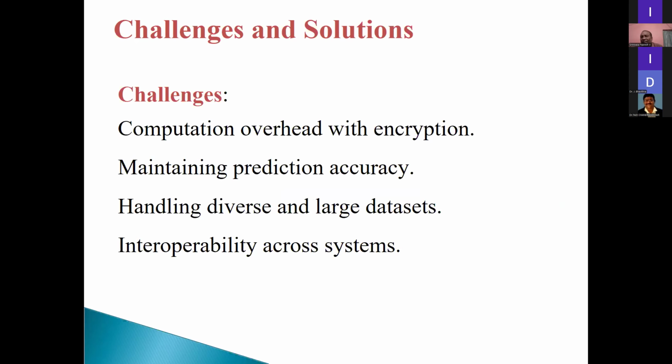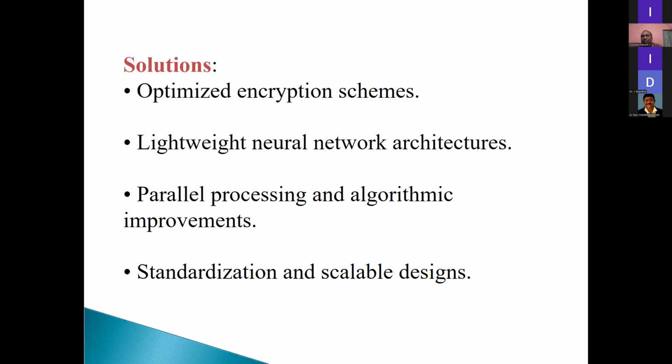So what are the challenges with homomorphic encryption? Computation overheads with encryption, maintaining prediction accuracy, handling diverse large data sets, and interoperability across systems. In the latter half, in the last 20 minutes, I want to go with blockchain. There I will explain what interoperability is, because through blockchain also we can provide trust, security and privacy. We will discuss that. I will give a wonderful case study later.